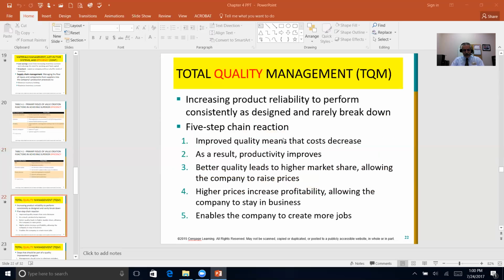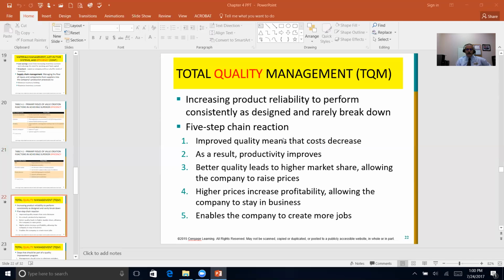Back in the 80s and 90s, total quality management was a big buzzword, and it really was developed by the American management consultants Edward Deming, Joseph Juran, and A.V. Feigenbaum. But this philosophy under total quality management was based on this 5-step chain reaction, as you see here: improving quality to reduce cost. And if you can improve quality, less rework, productivity improves.